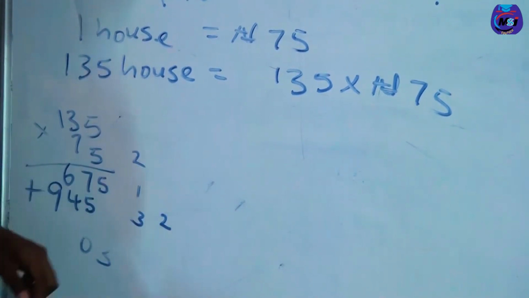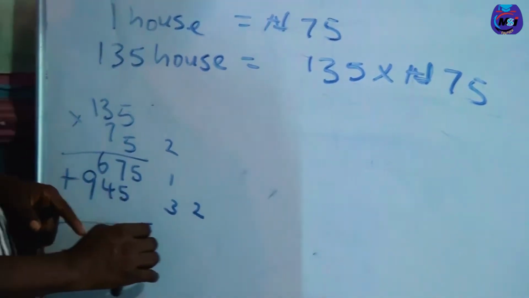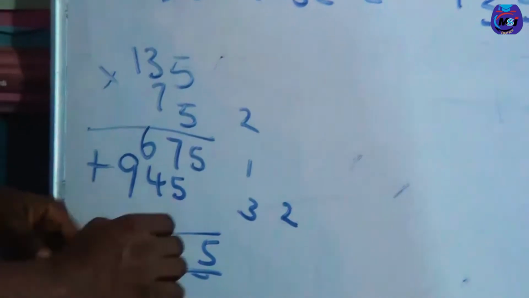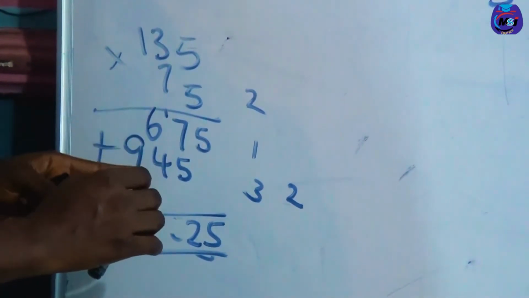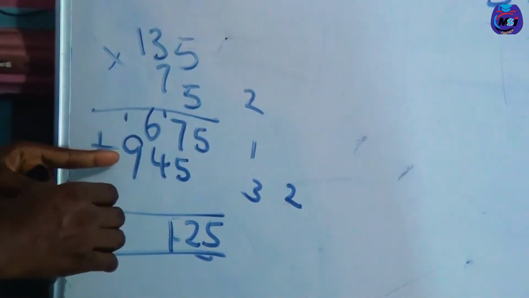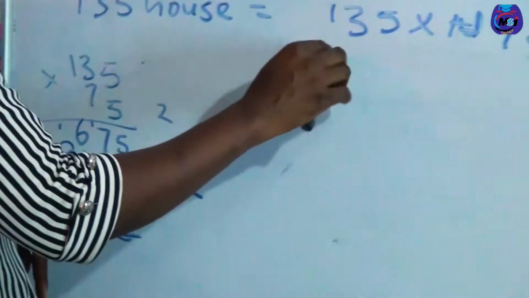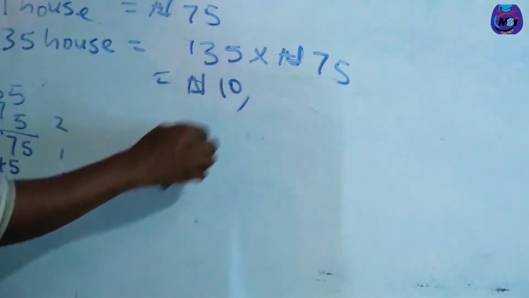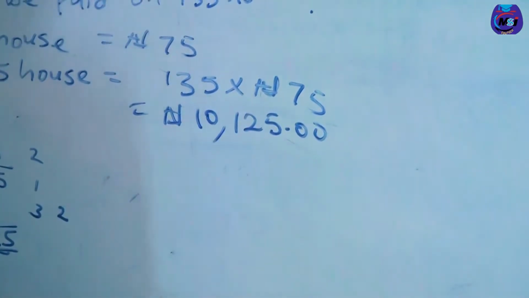Now we add up. 5 plus 0, 5. 7 plus 5, 12. Leave 1. 1 plus 6, 7. Plus 4, 11. Write 1 and leave 1. 1 plus 1 is 10. So the amount payable would be 10,125 naira.